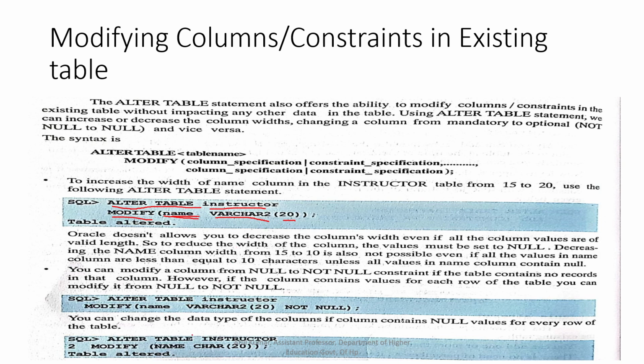Similarly, we can also impose a different integrity constraint on a particular column of a table. To impose a particular constraint, we can write: alter table, name of the table, then modify, then name of the column, then the data type, then size, and next we impose the not null constraint if we want this name to be not null.